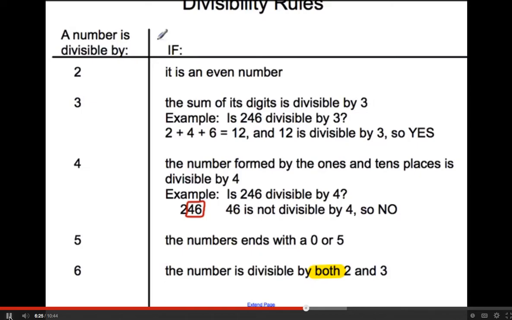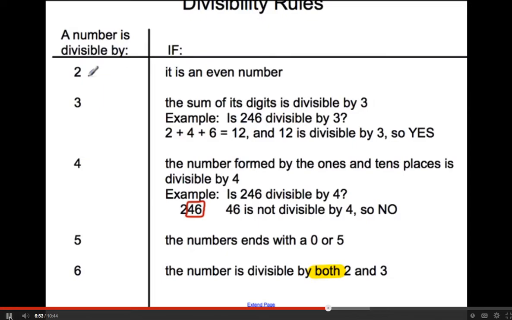Let's go through these. Some of them are really easy and some of them are kind of fun. A number is divisible by 2 if it is an even number. Pretty easy. All numbers that are even are divisible by 2. Oh, by the way, did you notice that I skipped number 1? Yeah, because every number is divisible by 1. Let's not forget that. 1 should always be on the list of factors. Okay, so we know 1, we know 2.